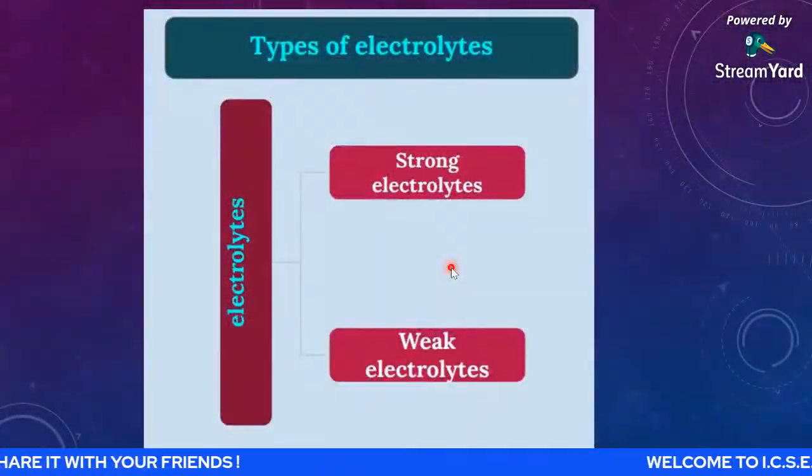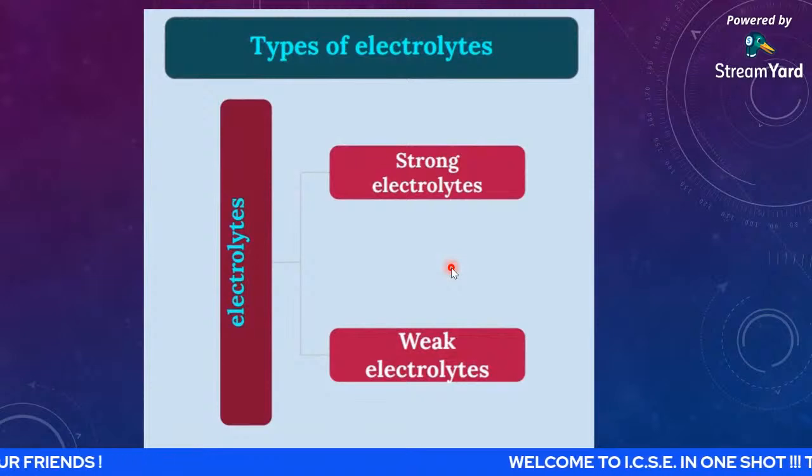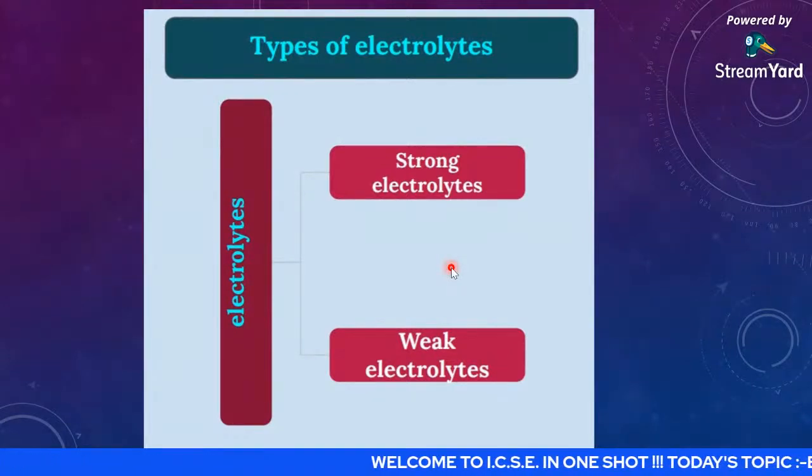Now, what are the types of electrolytes? Electrolytes are basically of two types. They are strong electrolytes and weak electrolytes.